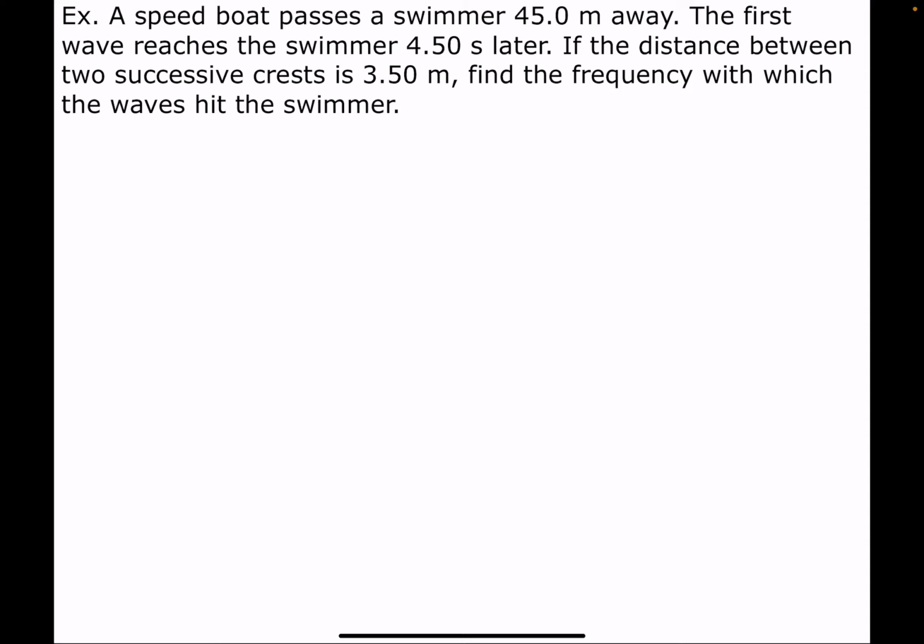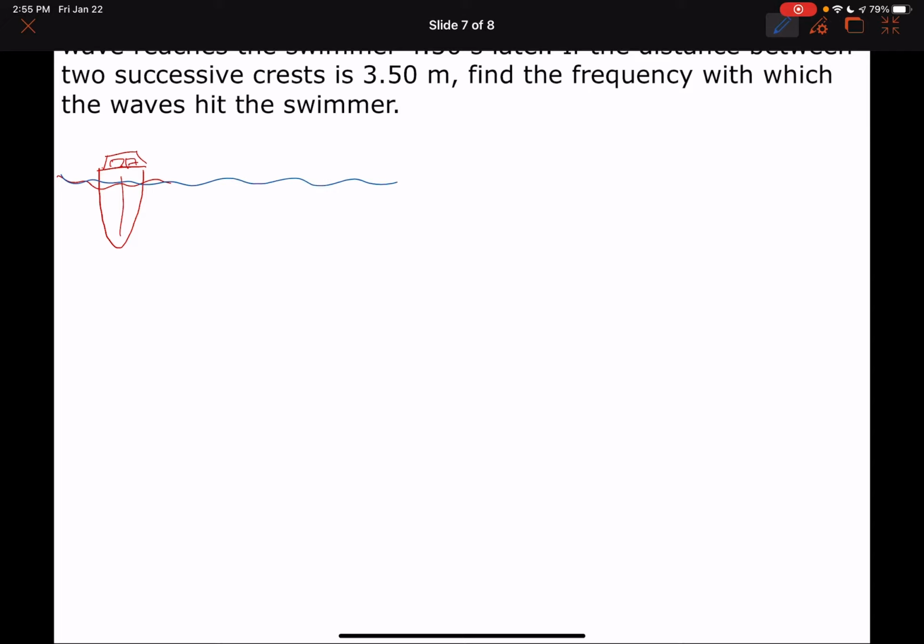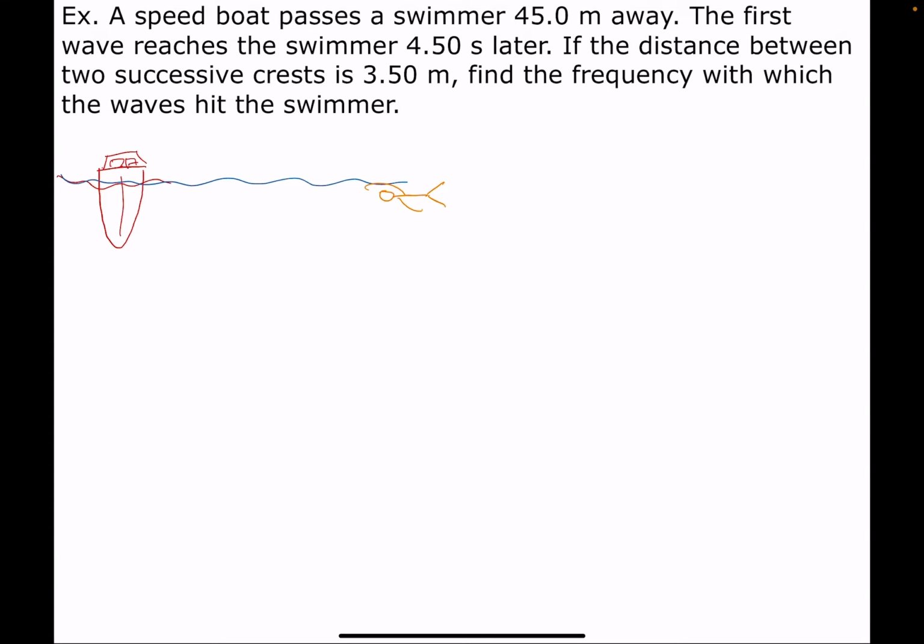Let's try this in an example. So we've got a speedboat. I don't know if I'm going to be able to draw a speedboat, but let's just imagine. Here's some kind of a speedboat. There's some windows in the front. Here's the water level. I should do blue for water. Somewhere over here, we've got a person swimming. So they're kind of like this. There they are. That's not bad, eh? Person swimming. The speedboat is going to make some waves.